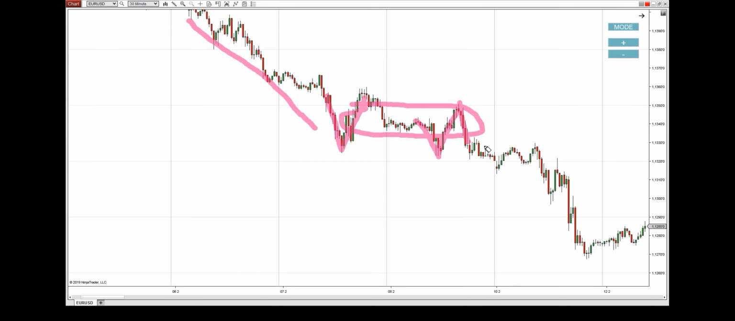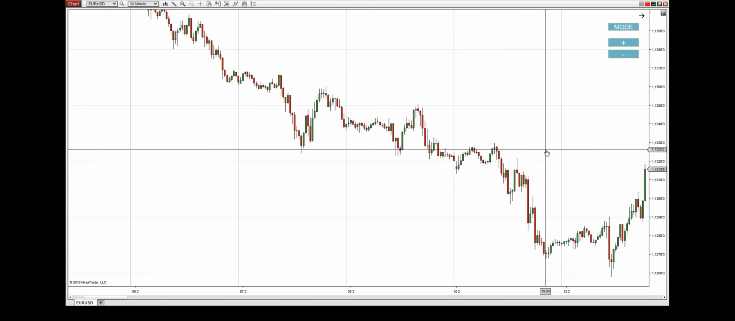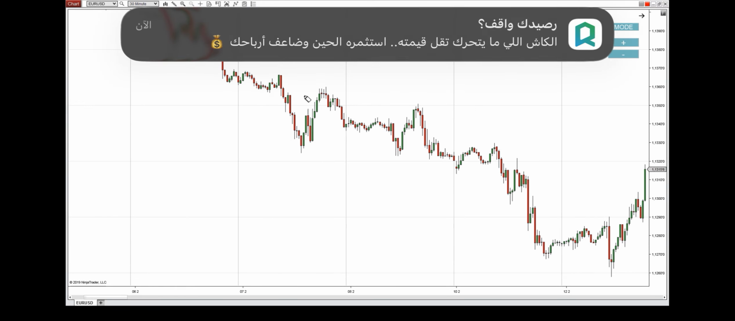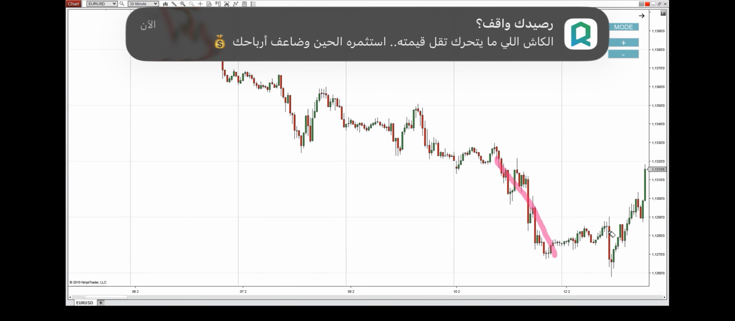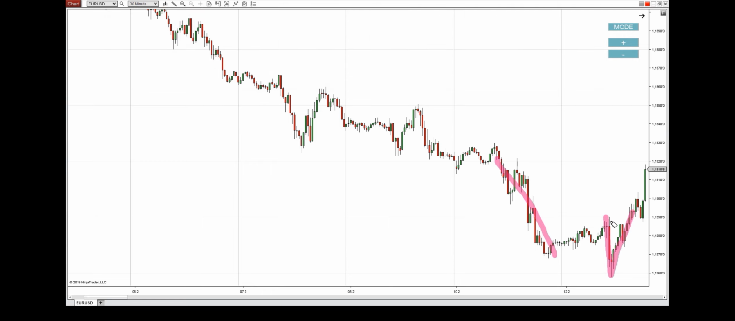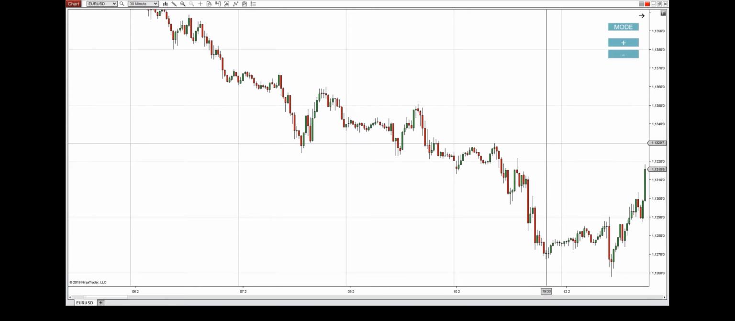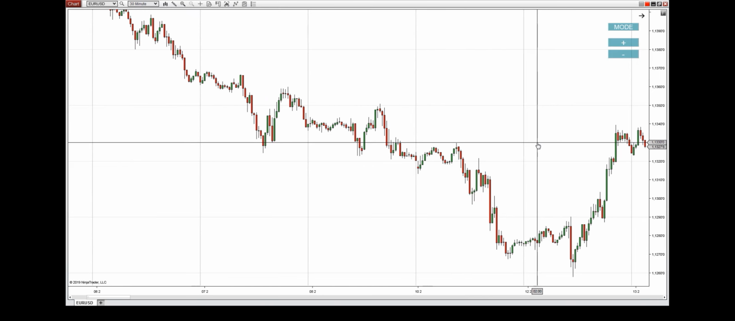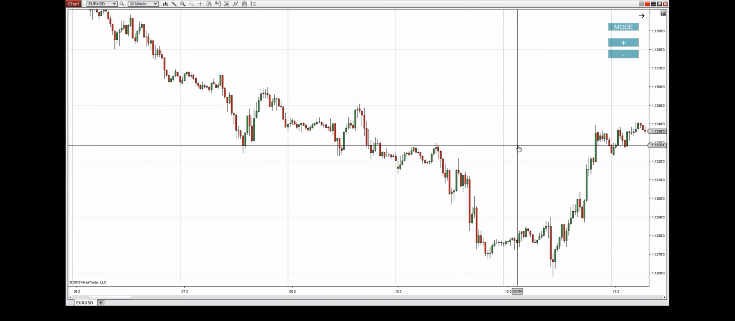Then, as you can see, the selling activity continued. And then, after this selling activity, there was an aggressive rejection of lower prices, which indicates that the downtrend could be over and there could be a rotation or a change of trend. As you can see, there was a change of trend after the rejection.